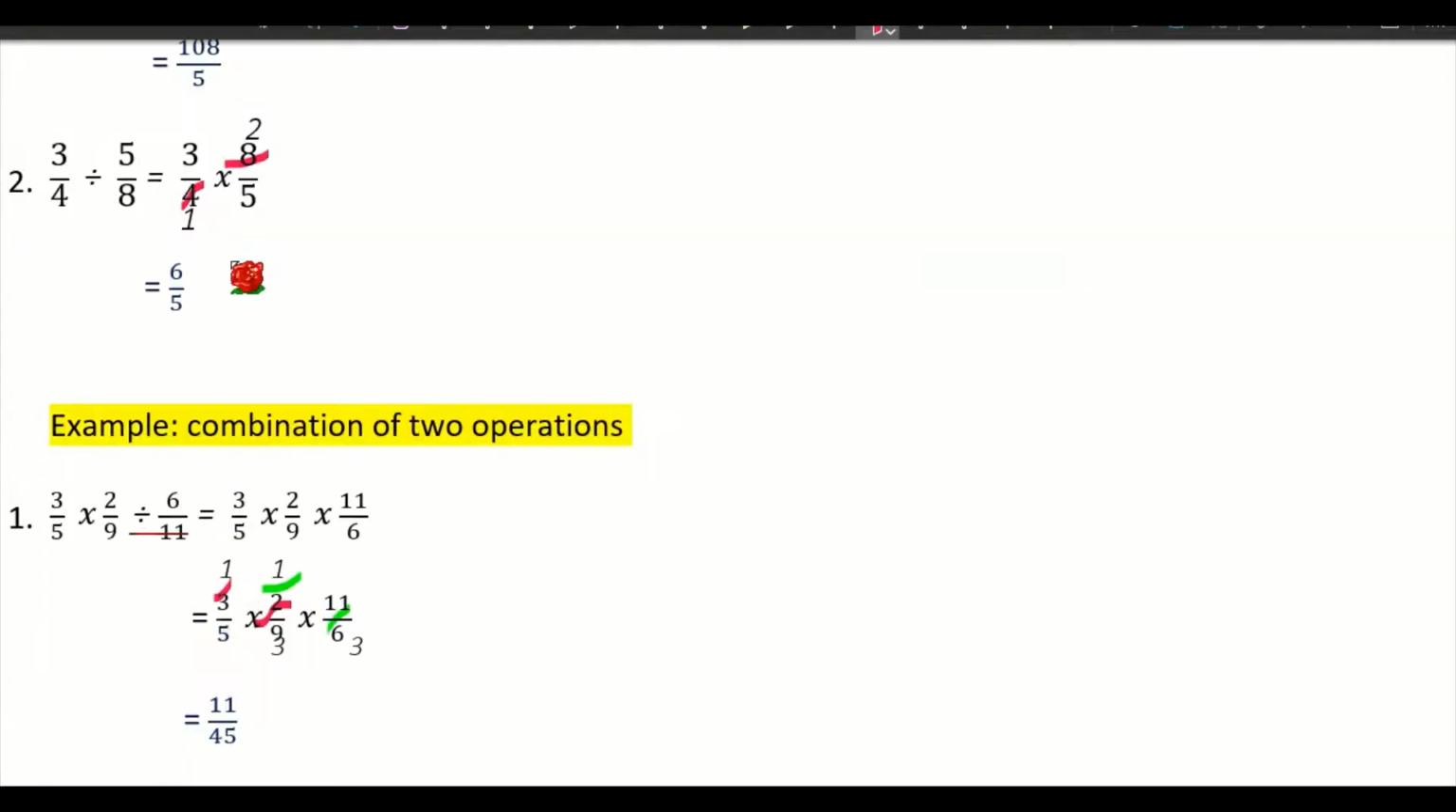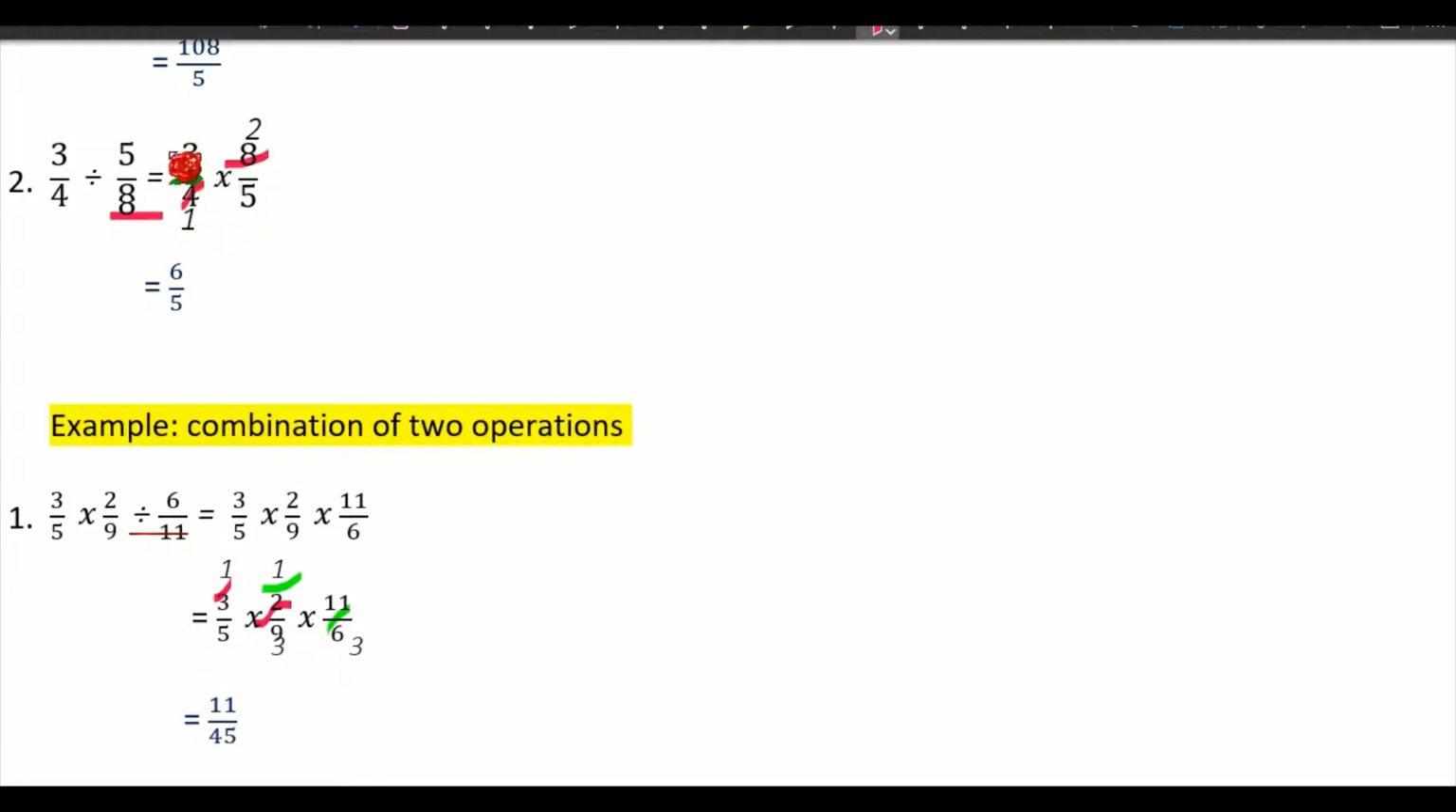Another example, we have 3/4 divided by 5 over 8. Since this is division of fractions, all we have to do is to get the reciprocal of this one, ng ating divisor. So keep natin muna si 3/4, then i-flip natin yung 5 over 8, so magiging 8 over 5. Then apply multiplication of fraction.